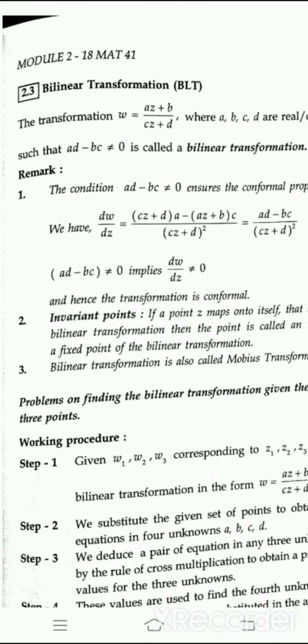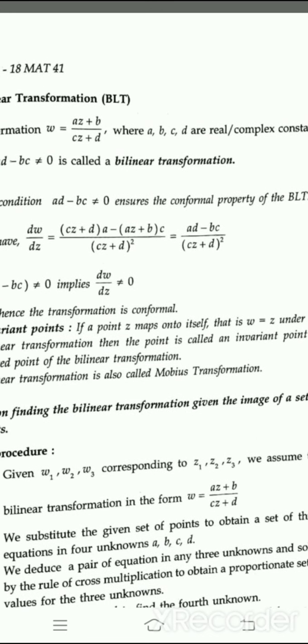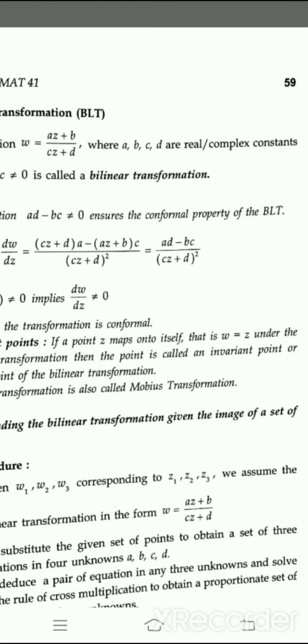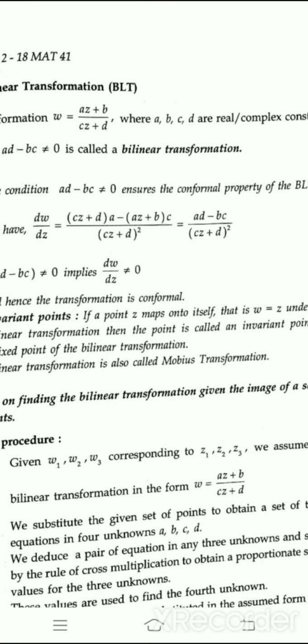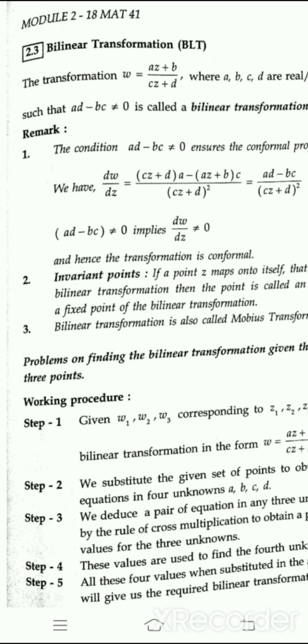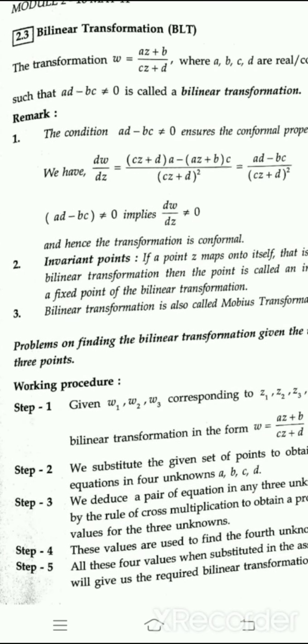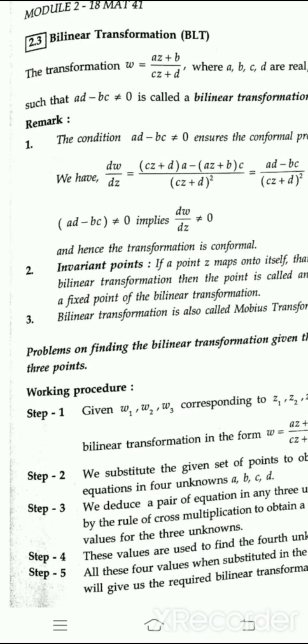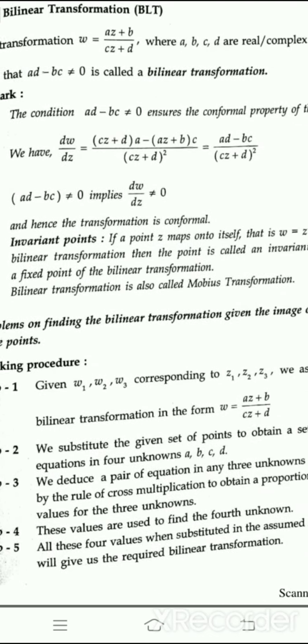Differentiating, dw by dz is equal to (cz plus d)(a) minus (az plus b)(c) divided by (cz plus d) whole square, which is equal to (ad minus bc) divided by (cz plus d) whole square. Finally, this implies that the derivative of w is not equal to 0. Hence the transformation is conformal. Next, the second point is the invariant points.